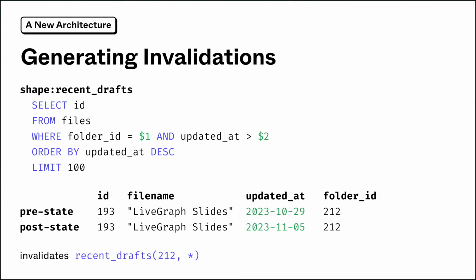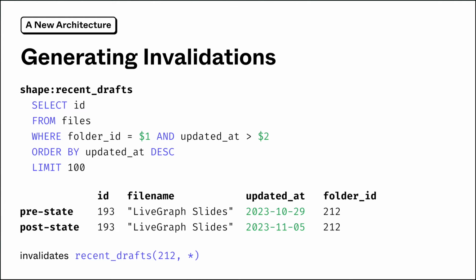Now, this query fetches recent drafts. So we use it on a particular folder to fetch files that have been changed recently, say in the last 7 days. So when we get a mutation that changes the updated at of a particular file, we need to figure out which queries need to be invalidated. Now, it's obvious that we need to template in the folder ID that the file is in, but it's not clear what we need to template in for the updated at, right?